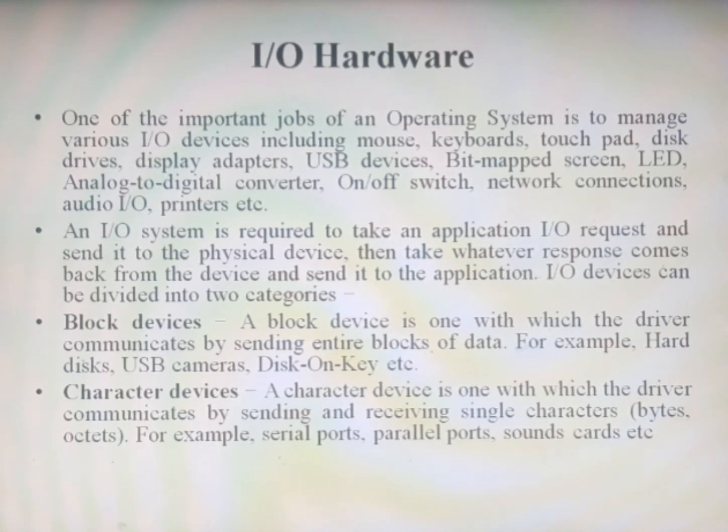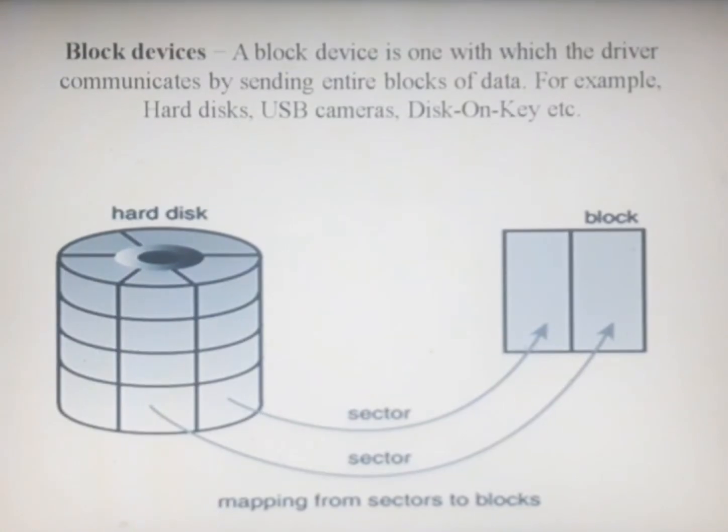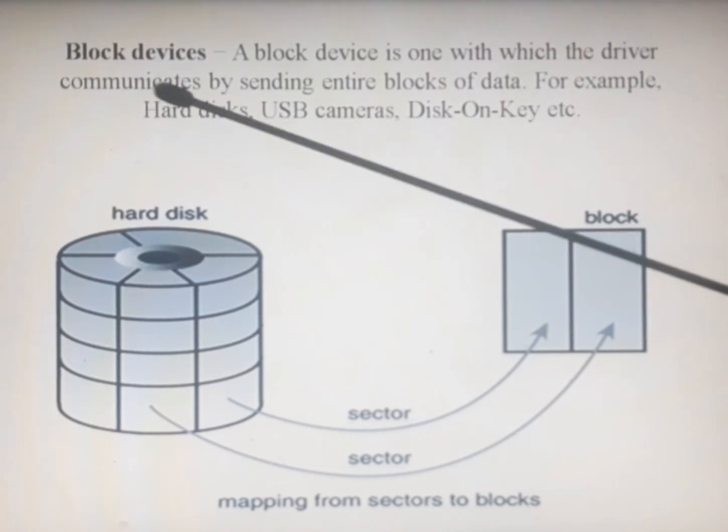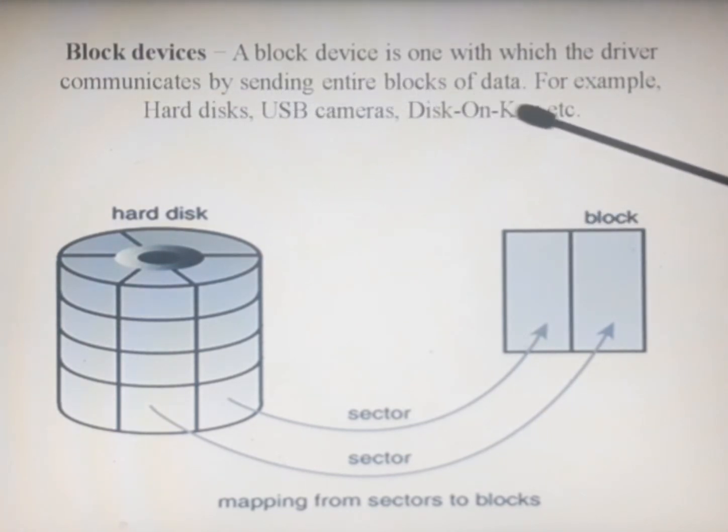There are two categories for sending and receiving the inputs. Those are block devices and character devices. We will see them one by one. The first one is block devices. A block device is one with which the driver communicates by sending entire blocks of data, so all at once.